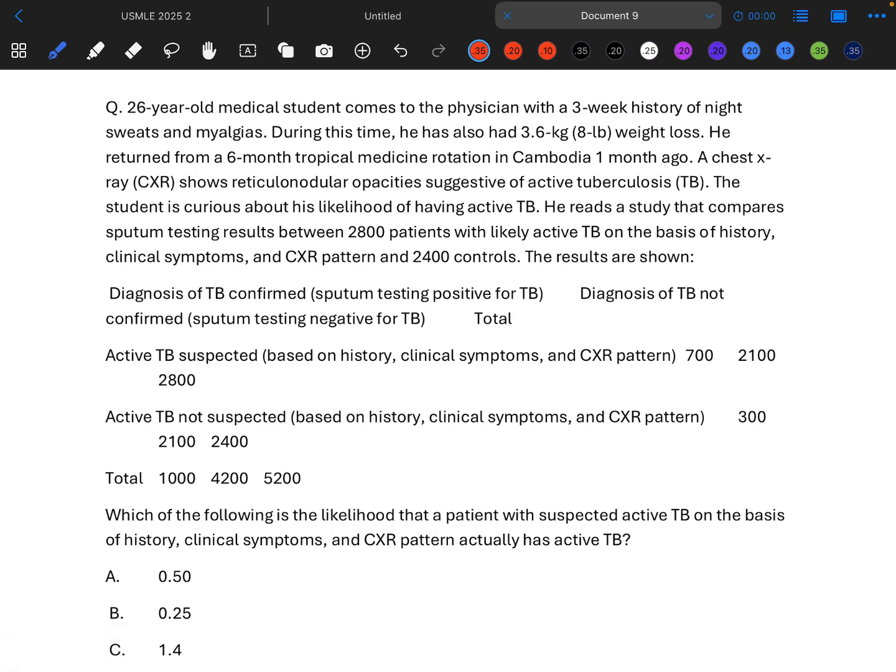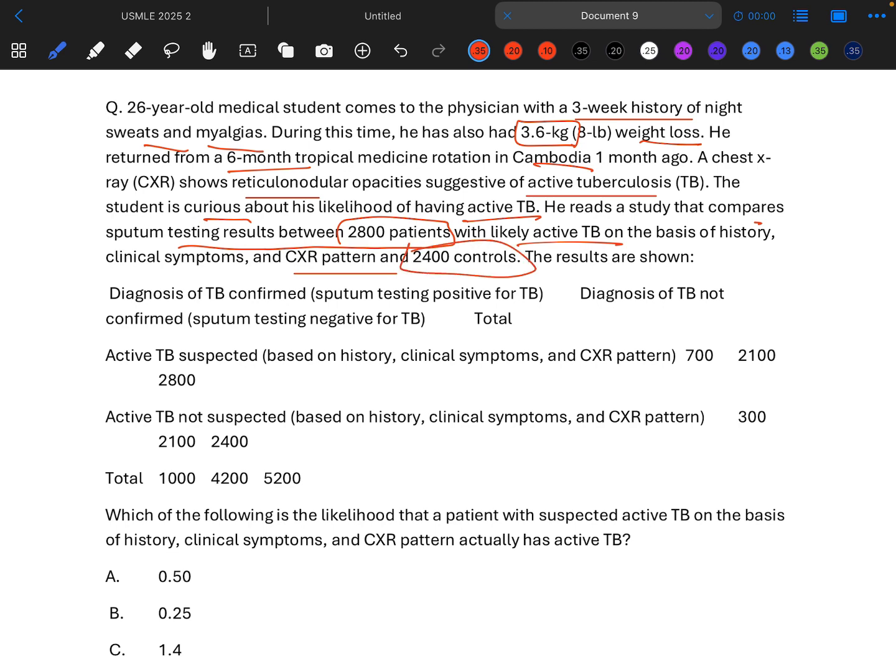The next question is on a calculation. A 26-year-old medical student comes to the physician with a 3-week history of night sweats and a cough. During this time, he has also had a 3.6 kilo weight loss. He returned from 6-month tropical medicine rotations in Cambodia 1 month ago. A chest X-ray shows a reticulonodular opacity suggestive of acute tuberculosis. The student is curious about the likelihood of having active TB.